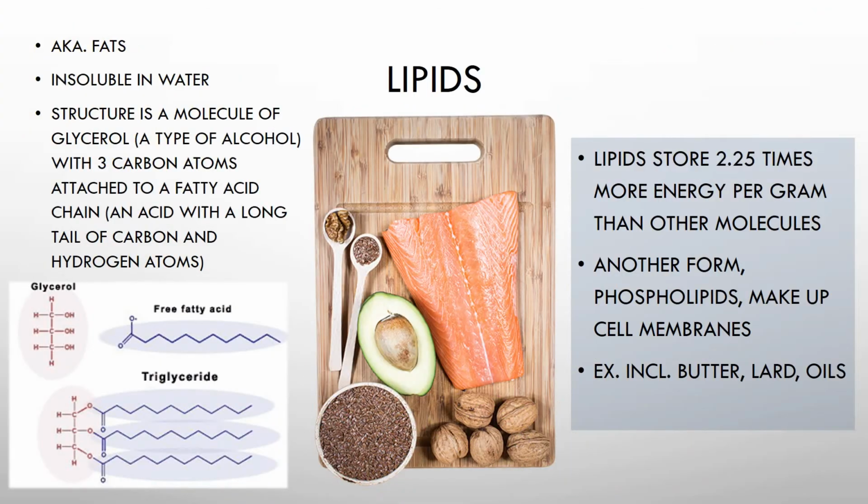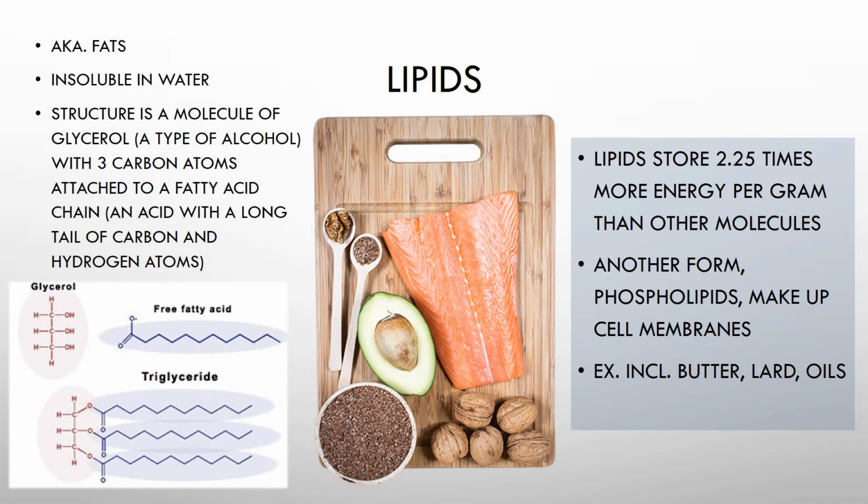Now, lipids are what we call fats. They are available in a large variety of foods, for example, the ones that we see in the picture in the middle of the page. Some characteristics: it's insoluble in water, so it can't break down inside water. That's why a lot of times when you mix fat with water, it kind of separates. Now, the structure is a molecule of glycerol, which is a type of alcohol, with 3 carbon atoms attached to a fatty acid chain. That chain is an acid with a long tail of carbon and hydrogen atoms.